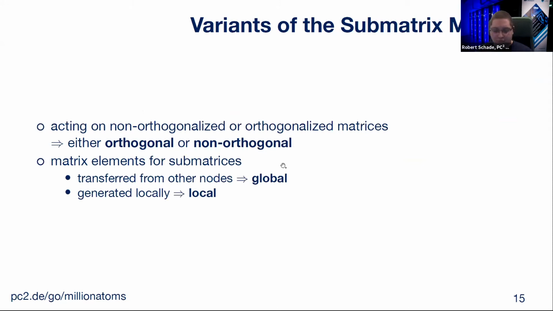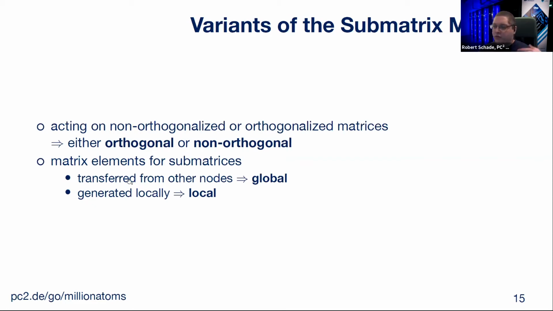From this general idea of the submatrix, you can derive several variants of submatrices, depending on to which matrix you apply it and how you generate the matrix elements of the submatrices. First of all, you can either act on the non-orthogonalized matrices, so H0 or S, or on the orthogonalized matrices. That would then give you either an orthogonal or non-orthogonal submatrix method.